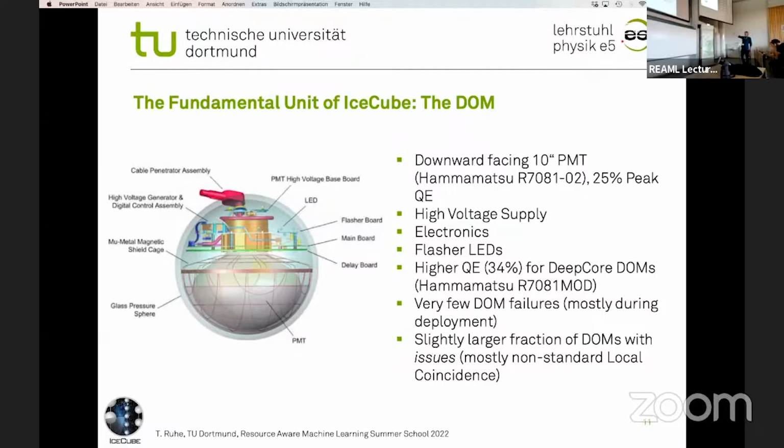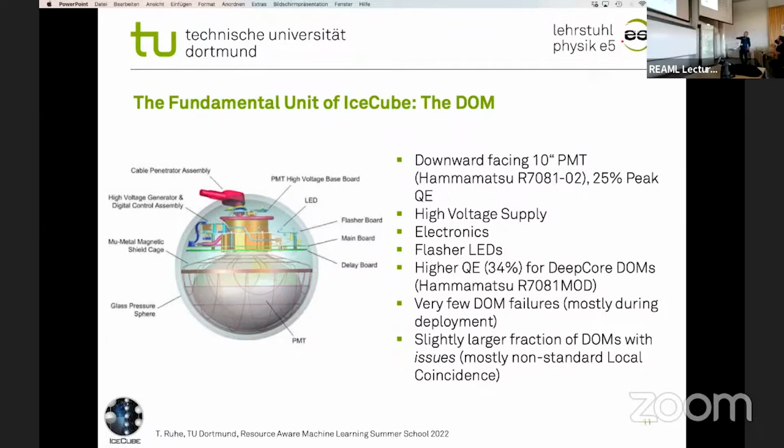Something that is very important are the flasher LEDs. So these are basically light sources that we have mounted on our DOMs, and we can just turn them on and off as we want in order to measure the properties of the ice. We have slightly better DOMs for DeepCore.